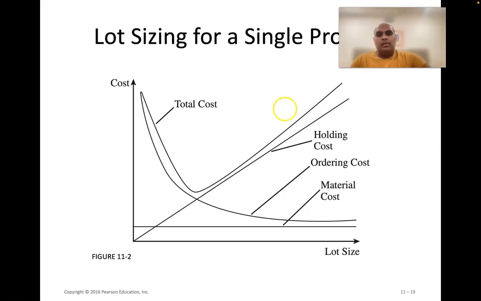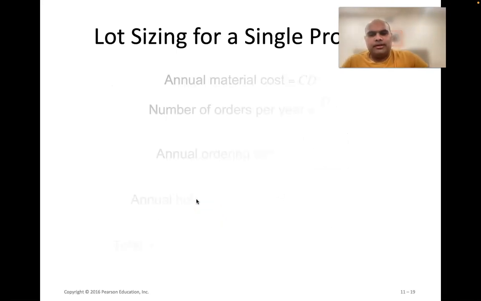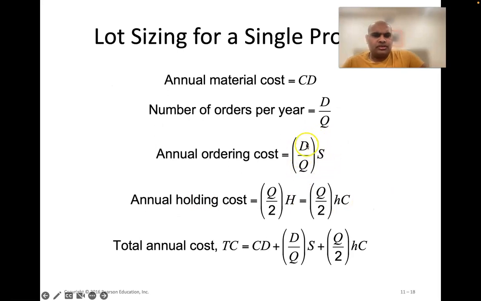So if you look at the total cost curve, there is this particular point here where you have the minimum value for total cost. So this value for lot size minimizes your total cost. And that is exactly the point where the holding cost and the ordering cost are equal to each other, right? So if you look at that, the ordering cost is D over Q times S, and the holding cost is Q over 2 times H times C.